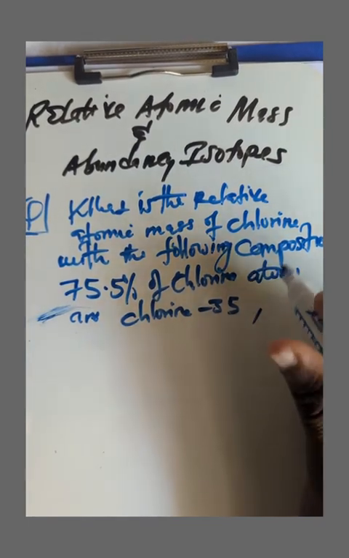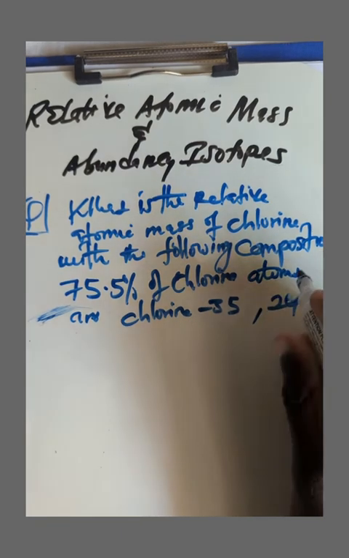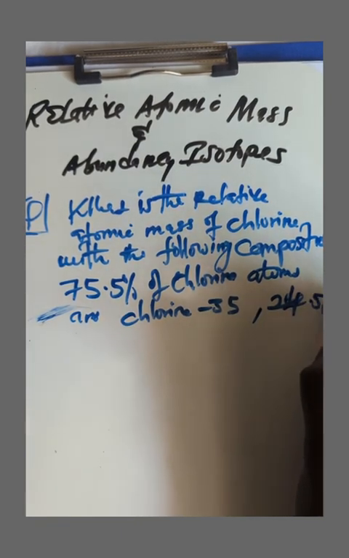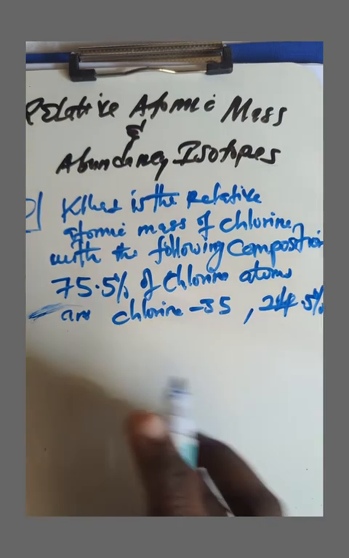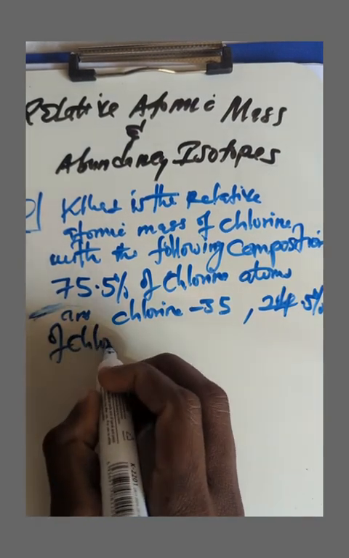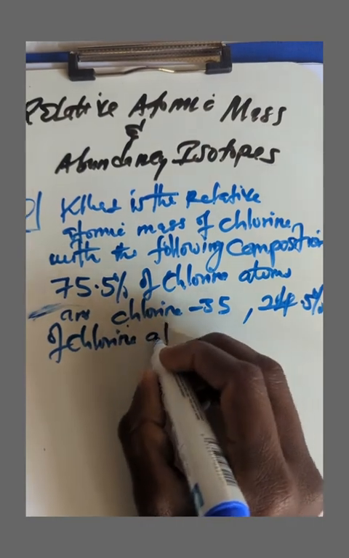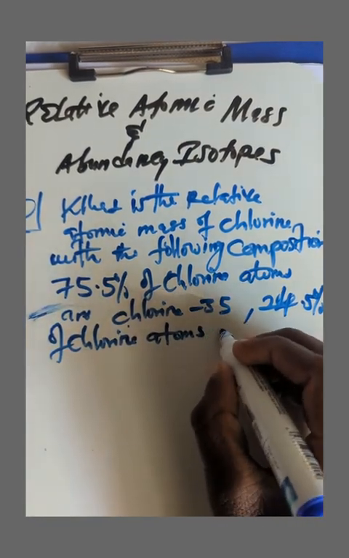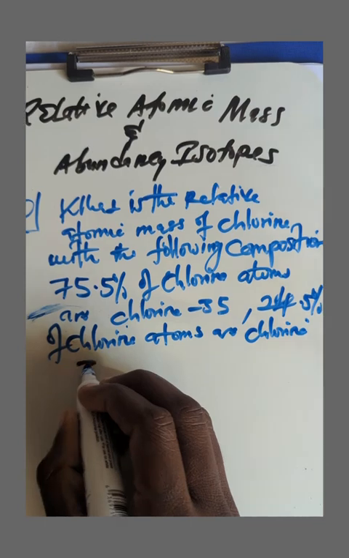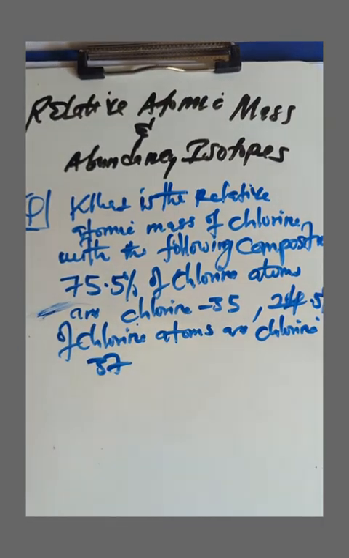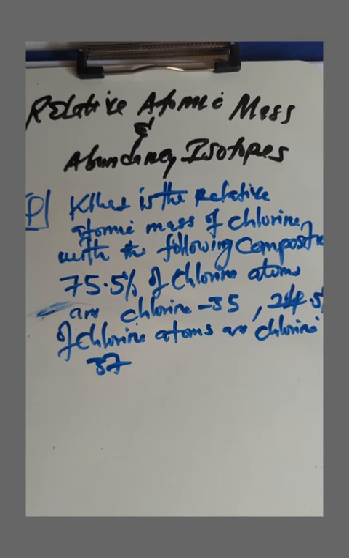Then we have 24.5% of chlorine atoms that are chlorine 37. I hope you understand what an isotope is by this time. An isotope, I said, is atoms of the same element with identical atomic numbers, or protons, but different mass numbers, which is the composition of protons and neutrons.